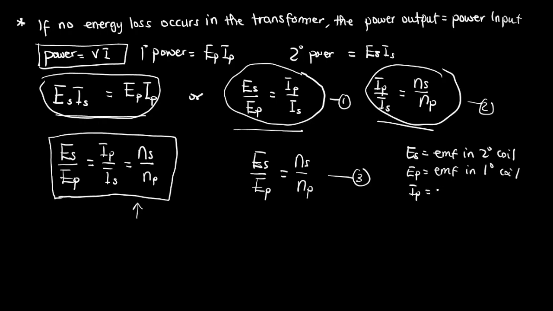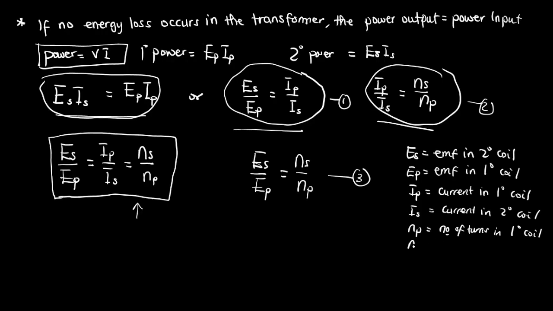IP is the current in the primary core. IS obviously is the current in the secondary core. NP is the number of turns in primary core, and then NS is the number of turns in the secondary core.